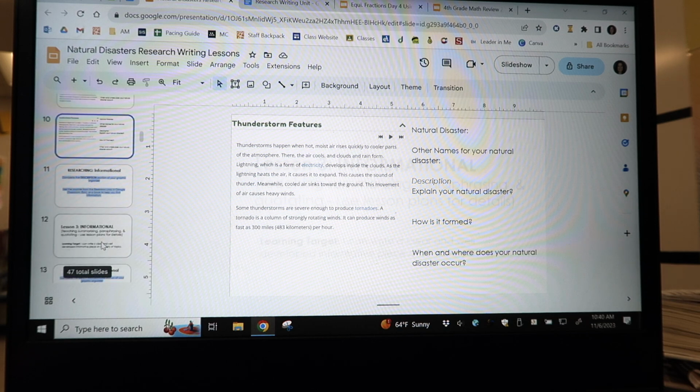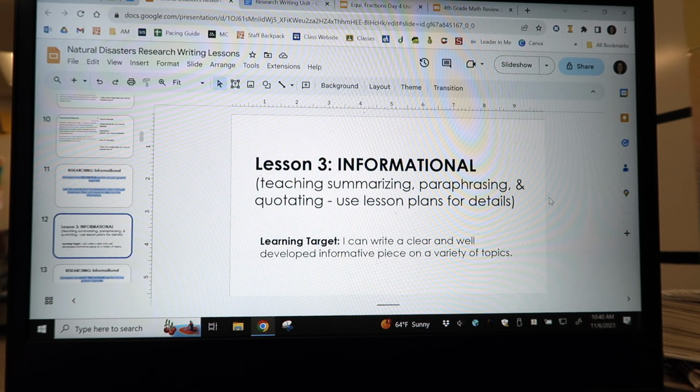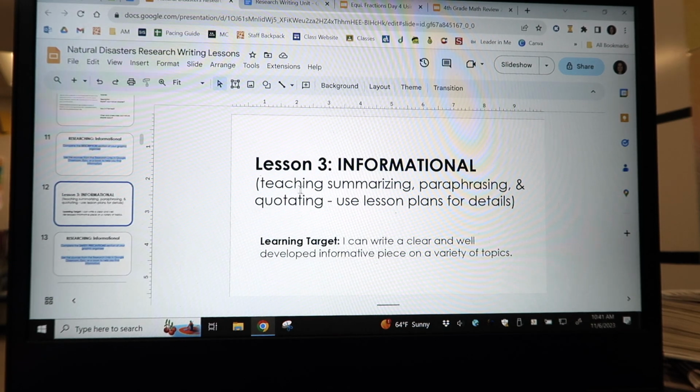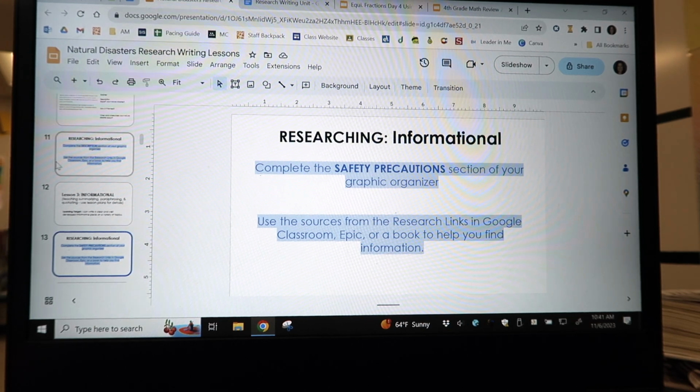So that's day 2. And then day 3, we're going to be teaching summarizing and paraphrasing. This is actually just in the plans. It's not in these slides, because it's a resource from Teachers Pay Teachers on summarizing, paraphrasing, and quoting. So that will be linked in the plans. And then they will continue on their research. That's what these are, just working on their research.